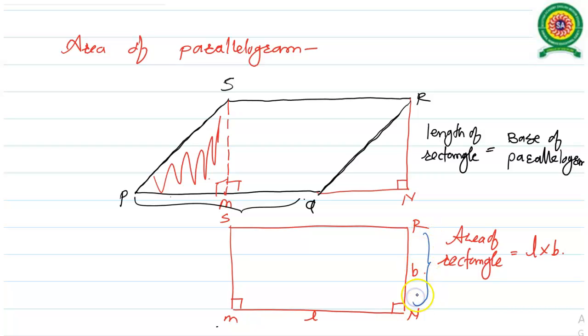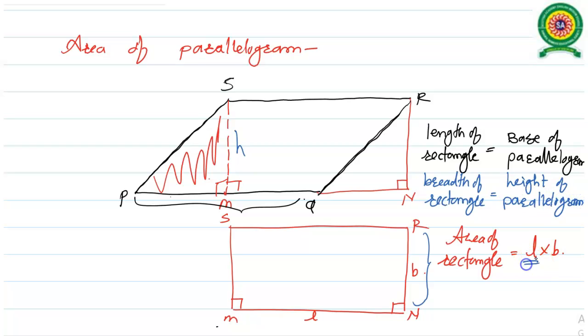Whatever be the breadth of the rectangle, that should be equal to the height of the parallelogram, that is SM, or you may say the RN. So I am writing next to it, the breadth of the rectangle is equal to the height of a parallelogram. That means from now, in the area of the rectangle, we can replace length by the base of the parallelogram and the breadth by the height of the parallelogram.